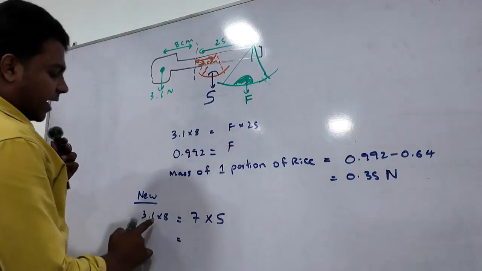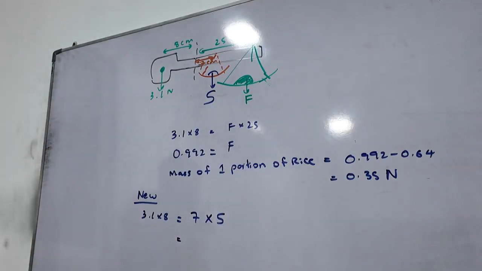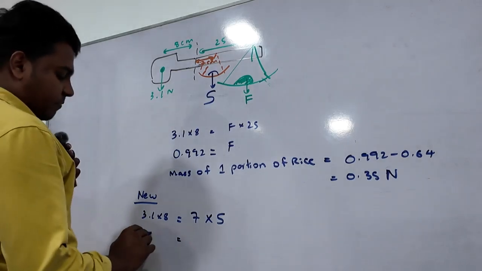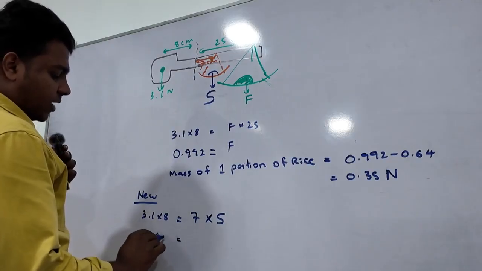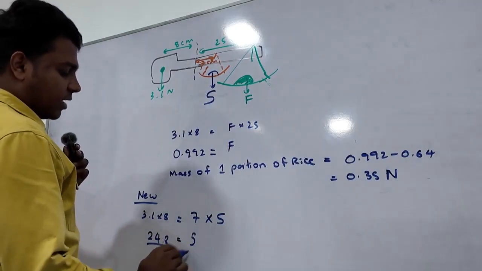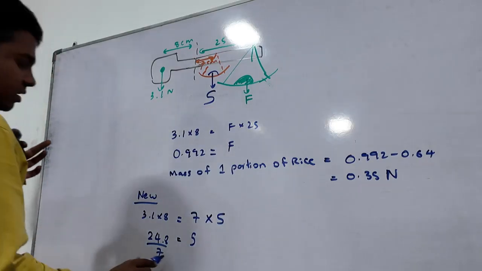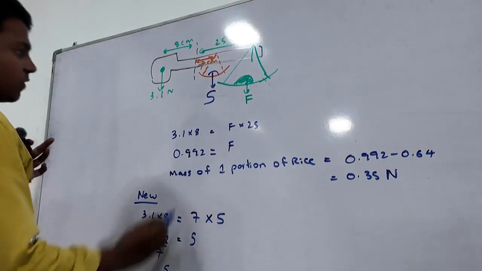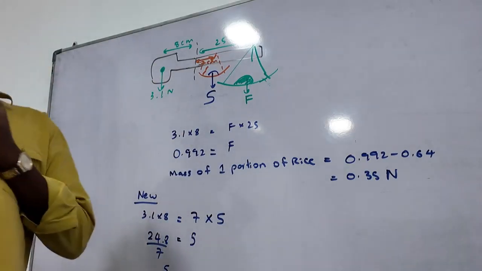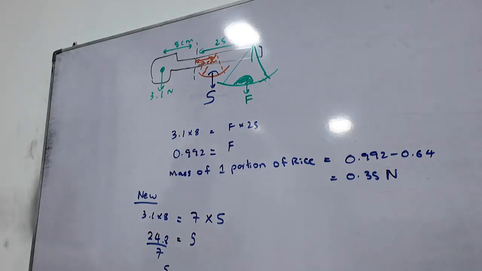So then again, 3.1 times 8 is 2.48? Is it 2.48? 24.8, isn't it? Yes, it is 24.8. So that is 24.8 divided by 7. That is what S is. Now remember, that is the mass of the dish plus the number of portions of rice. So calculate S and tell me what is S.